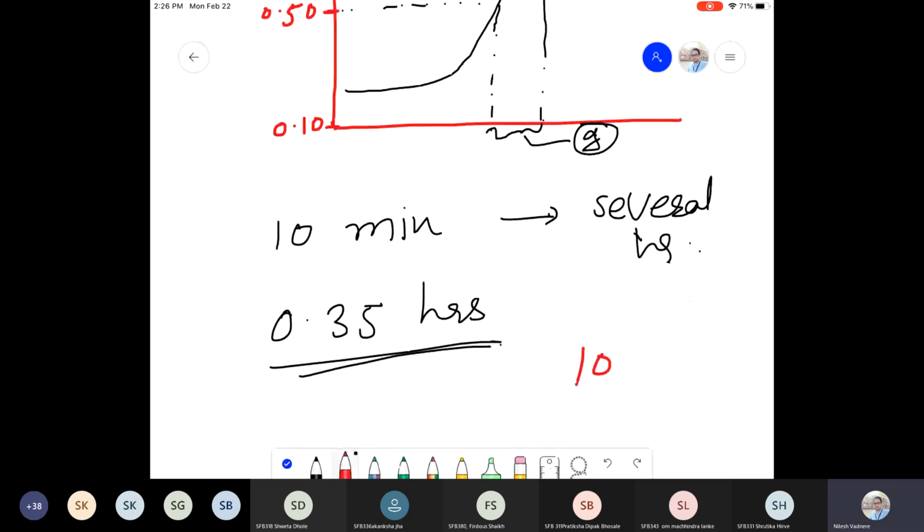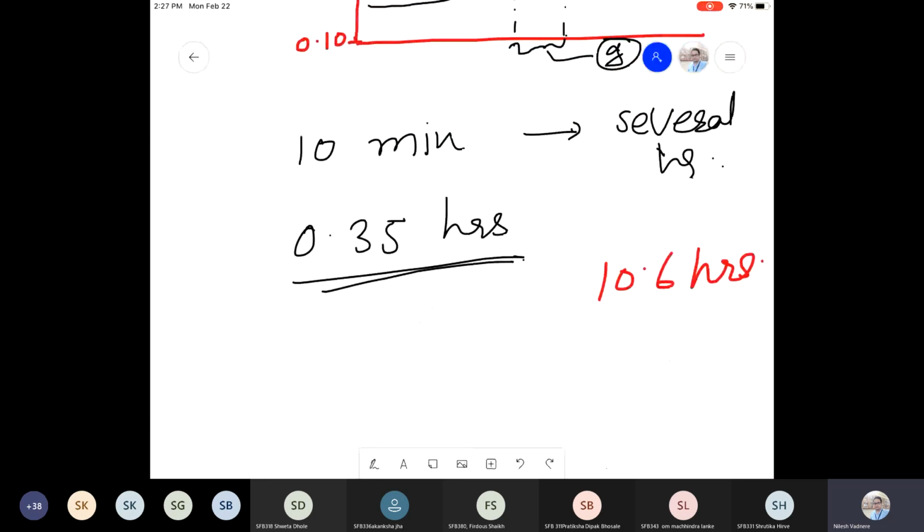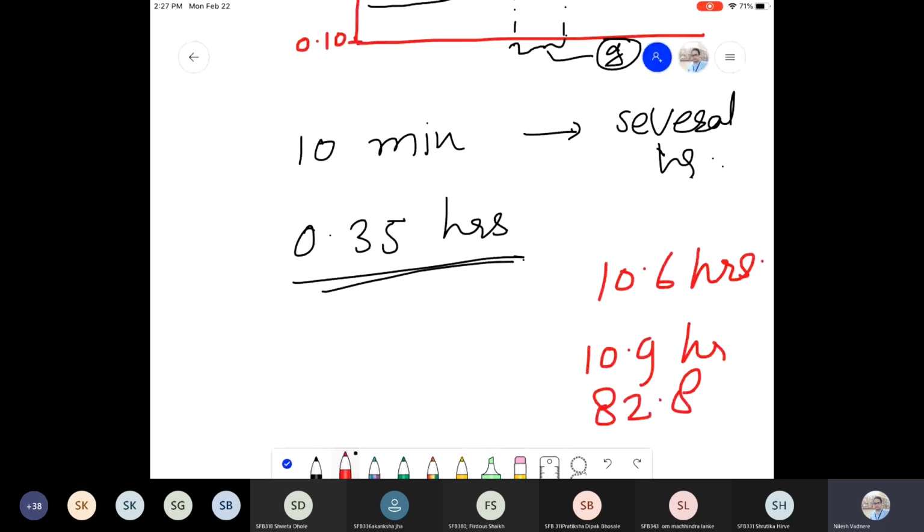10.6 hours. अगर आपने अल्गी का एग्जांपल लिया, अल्गी, फॉर एग्जांपल यूग्लिना, the Euglena has the generation time of 10.9 hours. ओके, देन सिराशियम नाम का एक अल्गी है, उसका जनरेशन टाइम है 82.8 आवर्स. ओके, फंजाई में अगर आपने सैकेरोमाइसिस सेरेवाइसी, इट हैज जनरेशन टाइम ऑफ 2 आवर्स.